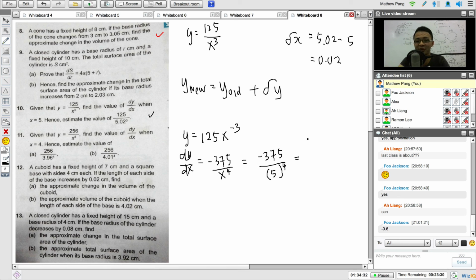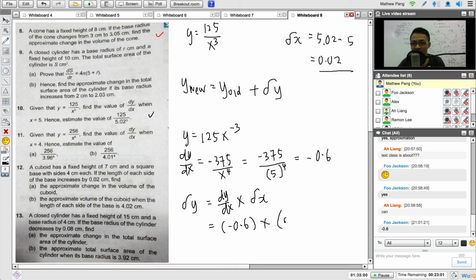Let me press the calculator. Negative 375 divided by answer. Yes, negative 0.6. Okay, this is negative 0.6. Alright, so now I can find my change of y easily because it equals dy/dx multiplied by change of x. So dy/dx is negative 0.6, multiplied by my change of x, which is over here, 0.02.